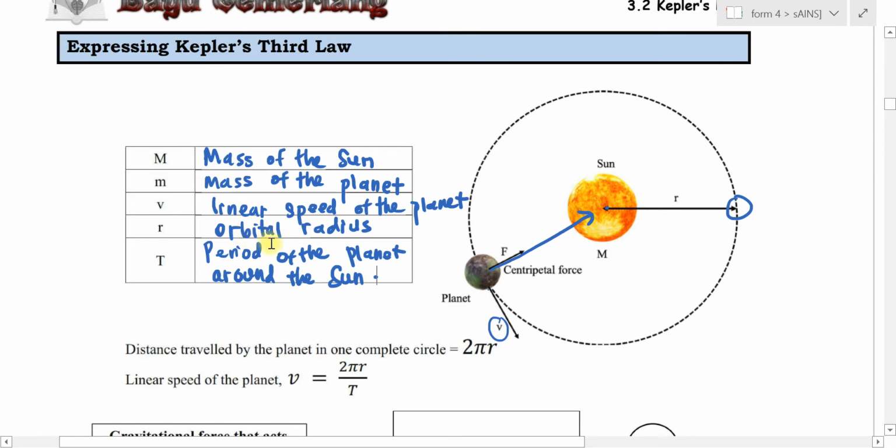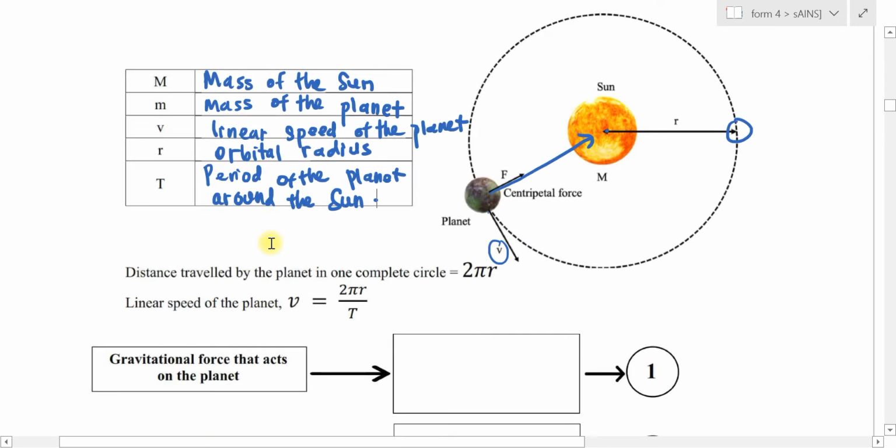Now, we start from here. Remember this formula all. Distance travelled by the planet in one complete circle. Kita assume elliptical tu sebagai circle. Saya tadi dah cakap, from the first law. Kita anggap sebagai circle. Jadi, the distance travelled by the planet is the circumference formula lah, 2 pi r.